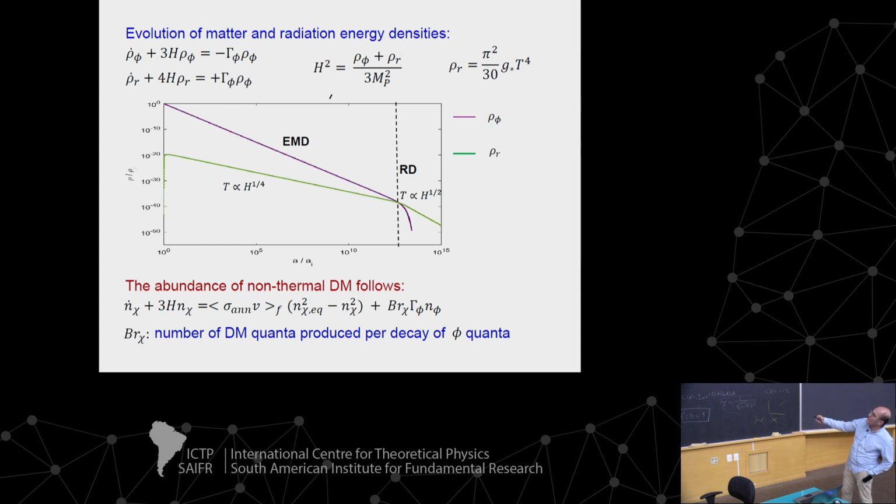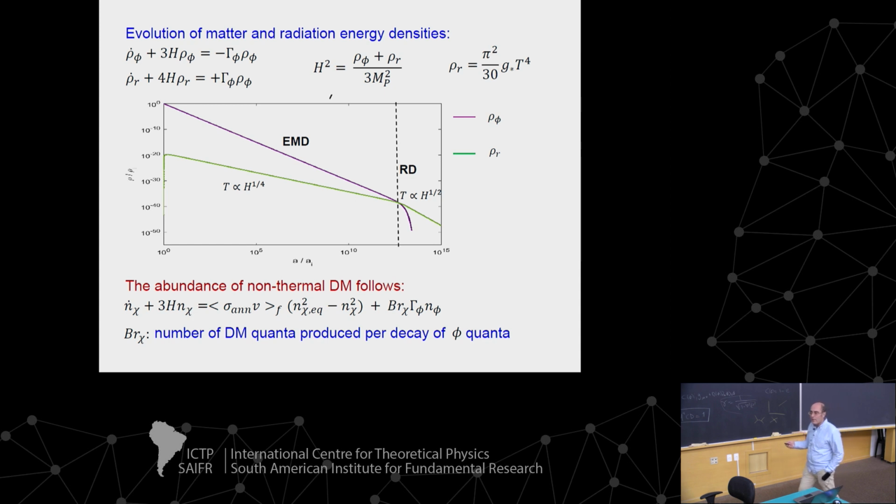And then we also have this additional term. This additional term is from the direct decay of the phi field to the chi field. Because now, assuming that the phi field has a branching fraction, as shown here, to the chi field, it also directly produces dark matter particles.